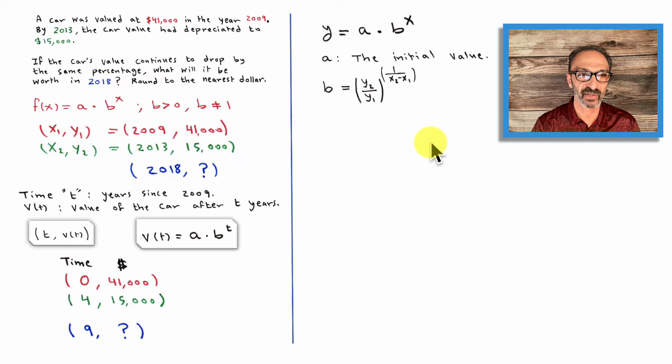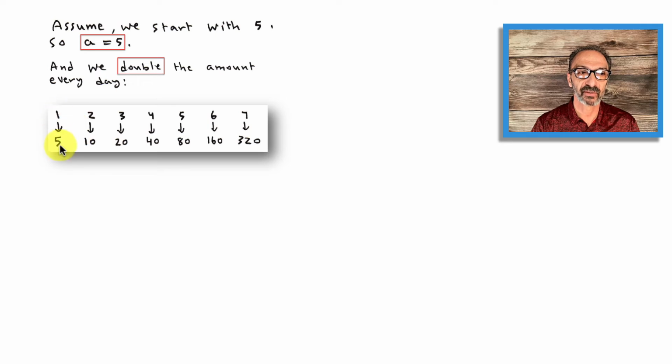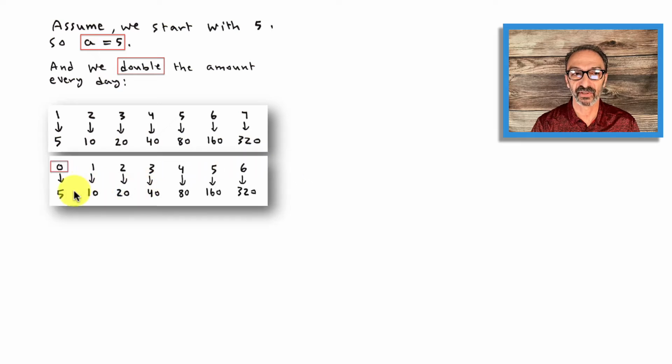Here's a simple example. Assume we start with $5, so a is 5, and we double the amount every day. So day 1 gives you 5, day 2 gives you 10, day 3 gives you 20, and so on: 20, 40, 80, 160, 320. To make it practical, we start with 0, not 1.